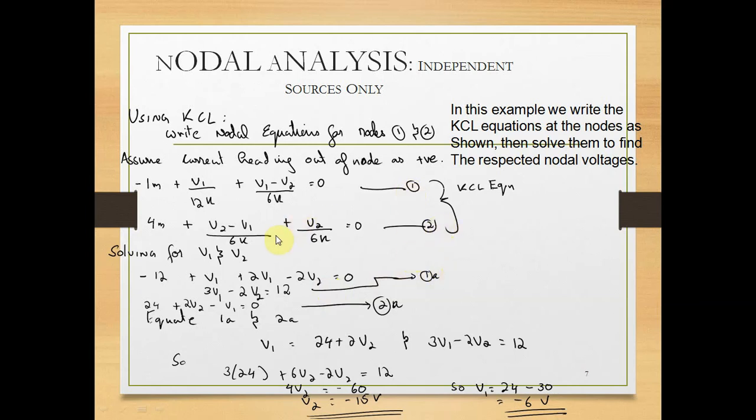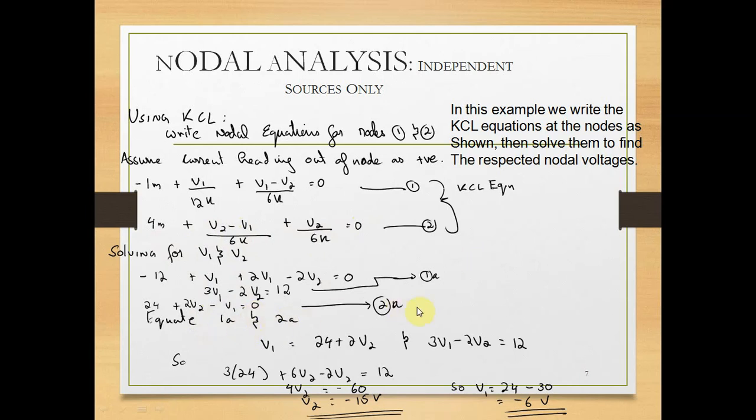Then similarly here we multiply by 6 for this equation. There is 6 into 4, 24, and the milliampere and kilo ohm get cancelled. Hence it is 24 plus 2V2 minus 2V1 plus V2 minus V1 plus V2. There is 2V2 and minus V1, and the common denominator part multiplied by 0 again gives 0.